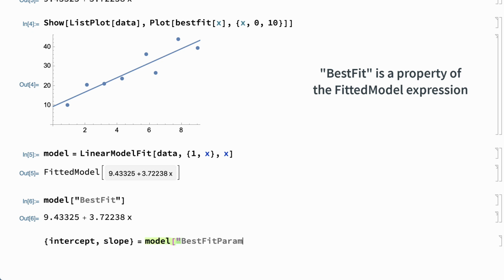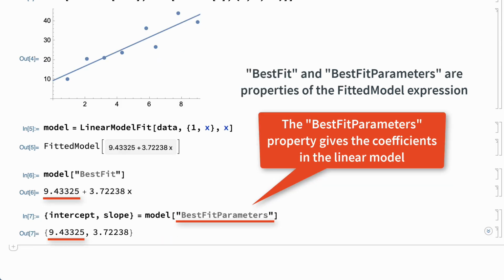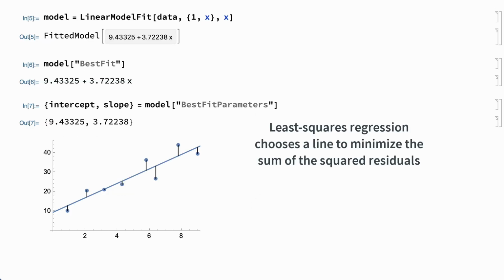This uses the "BestFitParameters" property to get the intercept and the slope coefficients from the formula for the best fit. The best fit line is computed using least squares regression, which means that the line is chosen to minimize the sum of the squared differences between the line and the data. Those differences are called residuals.